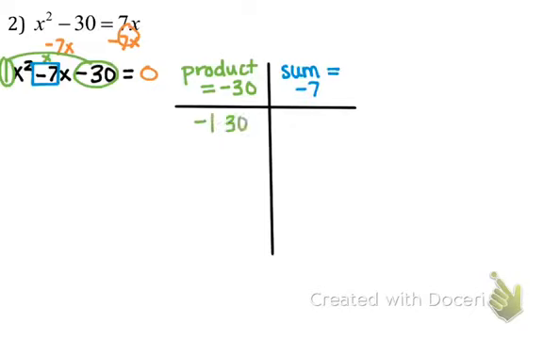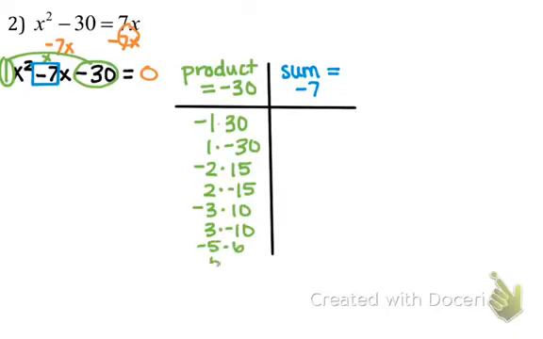Let's list the factors of negative 30. We have negative 1 times 30, 1 times negative 30. Negative 2 times positive 15, 2 times negative 15. Negative 3 times 10, 3 times negative 10. Negative 5 times 6, 5 times negative 6, and that's it. So let's start adding up our sums. We have negative 1 plus 30 is positive 29. 1 plus negative 30 is negative 29. Negative 2 plus 15 is 13. Then we have negative 13, positive 7, positive 1, and negative 1.